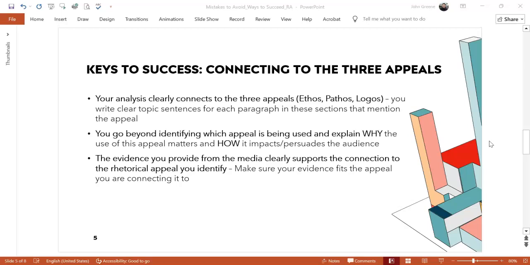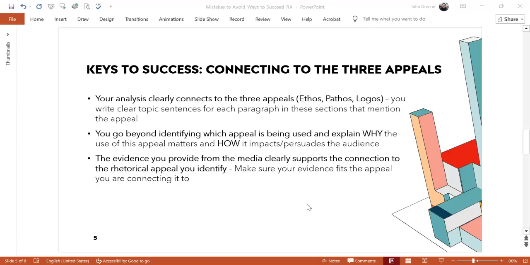Like, why does it matter and how does it actually move the audience in some way? And the evidence you provide must clearly match with the appeal you identify. So just make sure it's a good fit. If you're saying something that's humor, make sure it's humor, and that is pathos, okay? Humor is pathos.